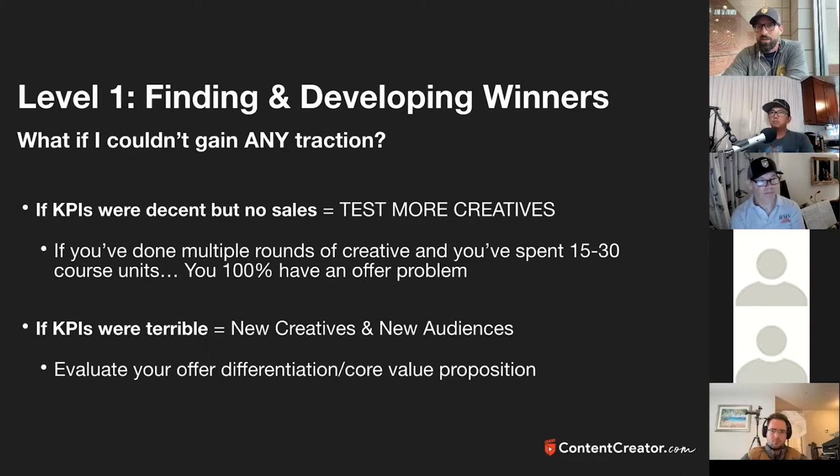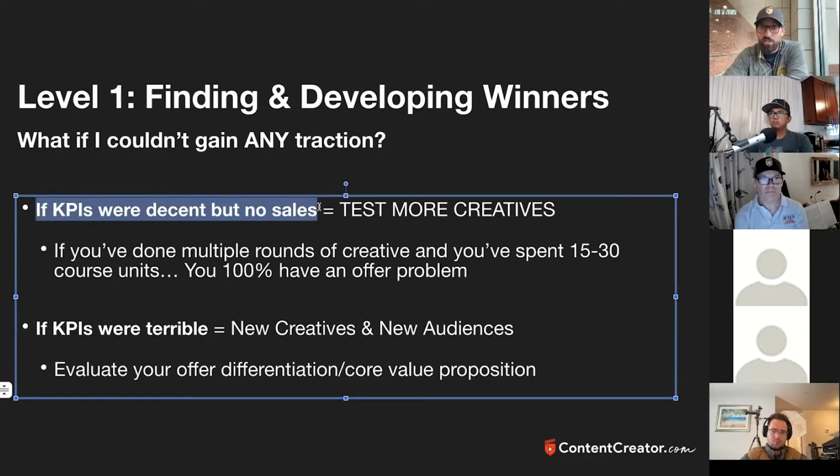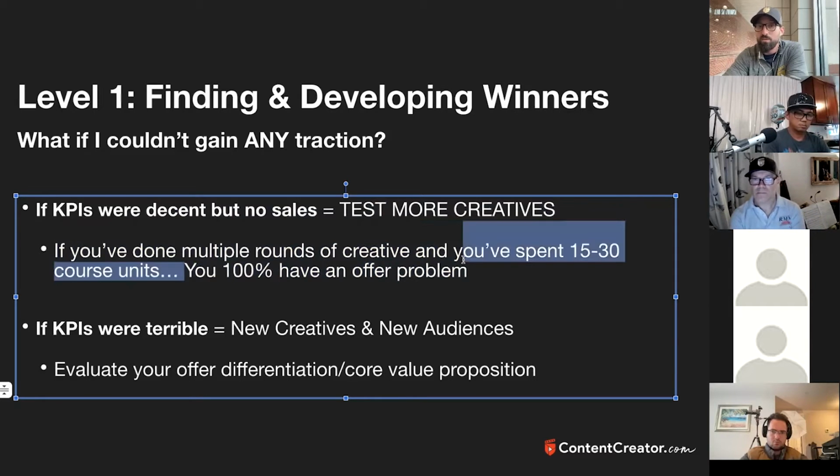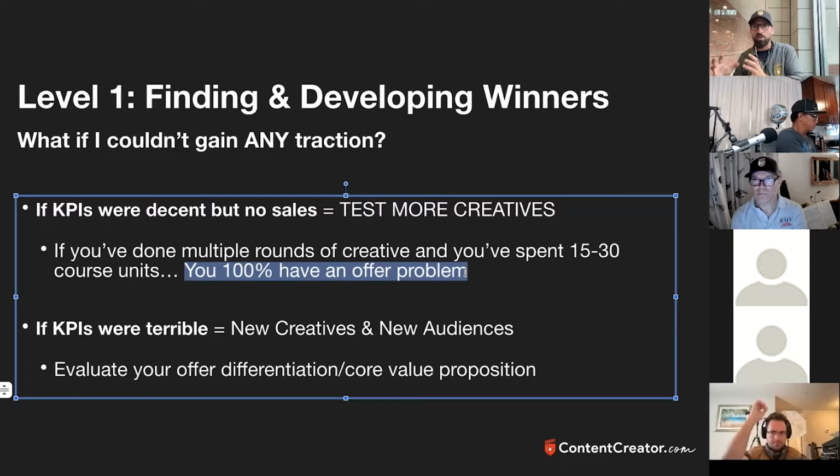So what happens if we don't get any traction? What do we do? Well, if the KPIs were decent, but you didn't get any sales, test more creatives. If you've done multiple rounds and you spent 15, okay, so this here is basically saying, look, if you keep testing new creatives and you have good click-through rates and you're getting leads, yet nothing is actually selling, you need to be looking at your offer and your landing page. You're getting people off Facebook to the offer or the landing page, but that's where it's failing.